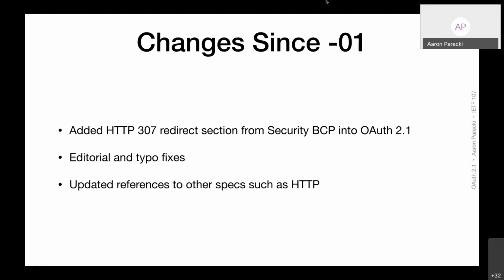Mainly, there was a section around HTTP redirects in the security BCP that I guess we just forgot to bring in in the first place. So that's now been added. There was a bunch of editorial typo fixes that have been made as well. Also, some of the references have been fixed, since things like HTTP have evolved since 2012. So a lot of the references that were in the original documents are now updated to the more modern equivalents of those references.